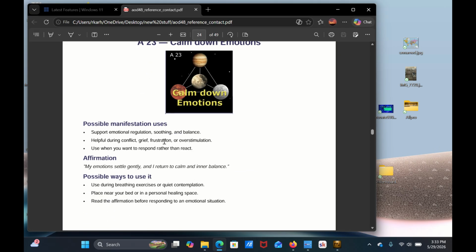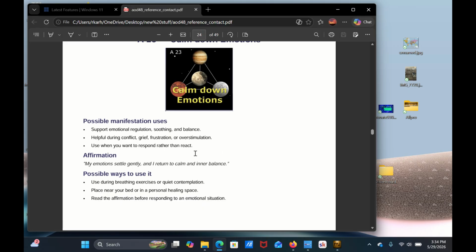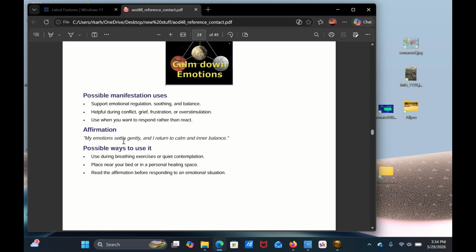Calm down emotions. Support emotional regulation, soothing, and balance. Helpful during conflict, grief, frustration, or overstimulation. Use when you want to respond rather than react. My emotions settle gently and I return to calm and inner balance.